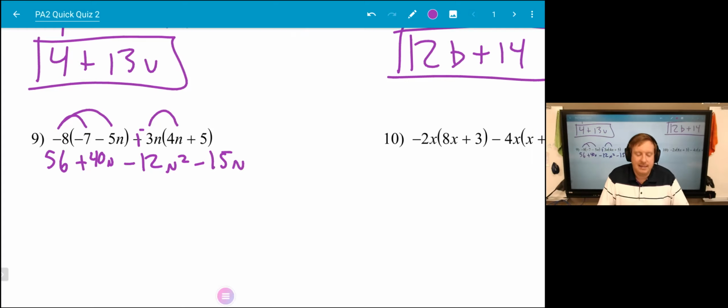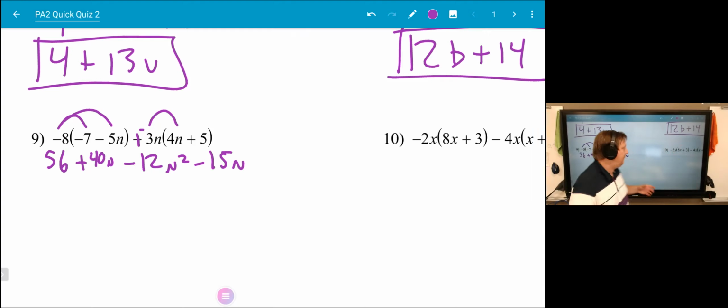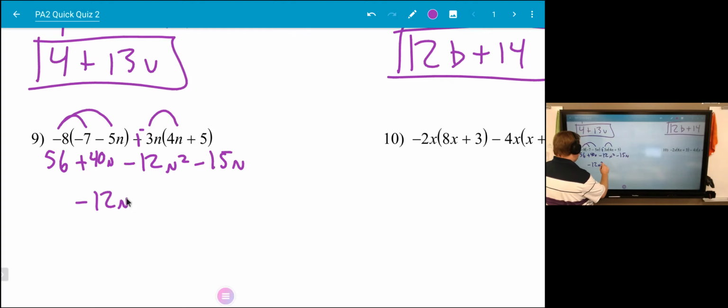Can you combine things that have n's with things that have n squareds? Well, if you back up just a minute ago, what we talked about is you have to have the same variable, but also the same exponent. So n squareds cannot be combined with n's. This is going to start out with negative 12n squared. Now the things with n's are positive 40n and negative 15n, which gives 25n.